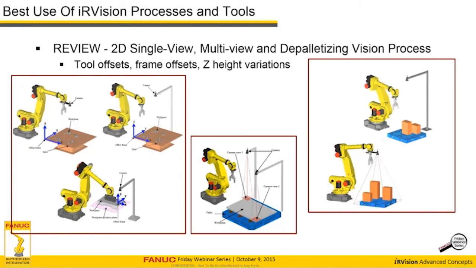And I even want to throw in here a depalletizing vision process, because a depalletizing vision process can be used for things other than depalletizing. One of the key things the depalletizing process has going for it is that you can feed in the expected Z height of a part if desired. Unlike a 2D single view, you can use the depalletizing process as a 2D guidance process, but you can change the Z height of the part as you go on the fly at runtime. So a couple things to keep in mind, just to review the processes that you have available in iRVision.